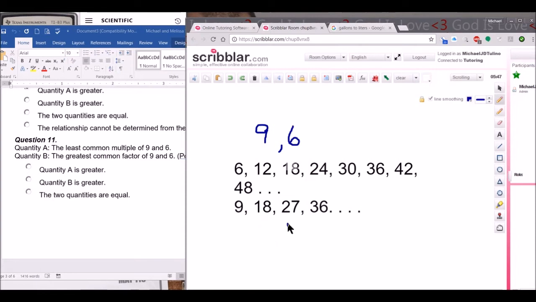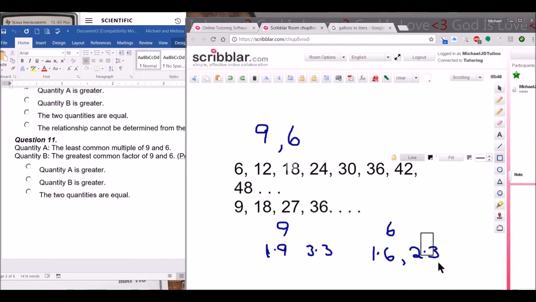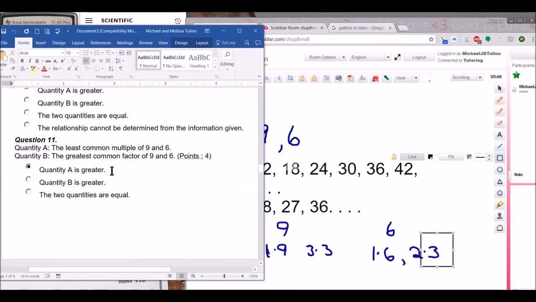The 9 has 1 times 9, and it also has 3 times 3. And the 6 has 1 times 6, and then 2 times 3. So the number they have in common, the greatest one, is going to be the 3. If you look at the factors, the greatest factor they have in common is 3. So there you go. The least common multiple is going to be greater than the greatest common factor.